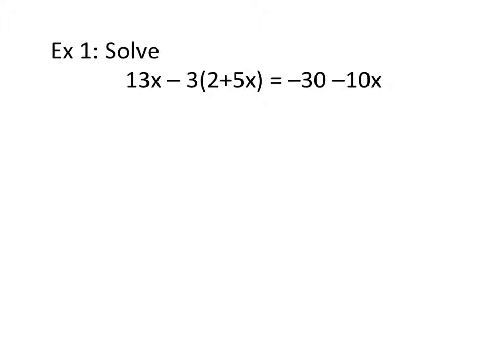All right, so here's our first example. We're going to look to solve 13x minus 3 times the quantity 2 plus 5x equals negative 30 minus 10x. Go ahead and pause it right now if you need to write all that down and make sure you get your signs right.